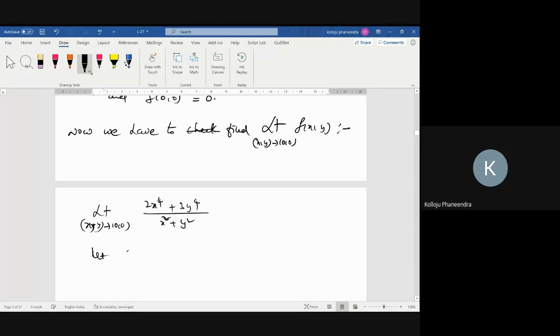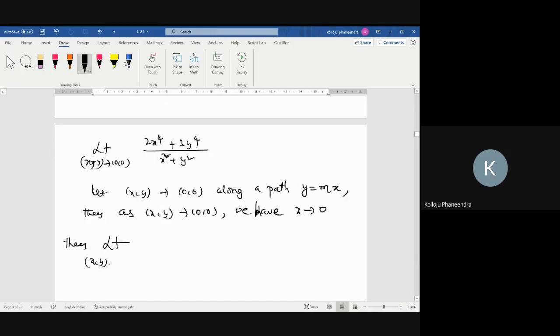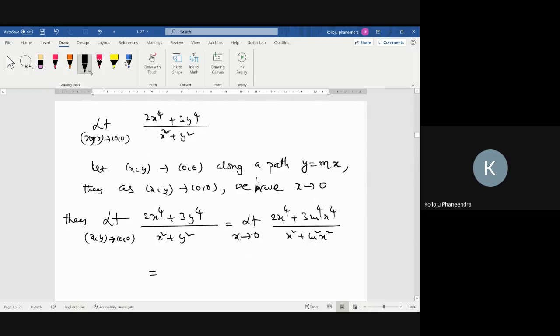Let x y tend to 0, 0 along a path y equal to m x. Then as x y tends to 0, 0, we have x tends to 0. Then the limit as x y tends to 0, 0 of 2x power 4 plus 3y power 4 by x square plus y square becomes, as x tends to 0, substituting the y value, m x, this by x square plus m square x square. What is common? X power 4 is common in the numerator: 2 plus 3m power 4, and x square is common in the denominator: 1 plus m square, with limit x tends to 0.